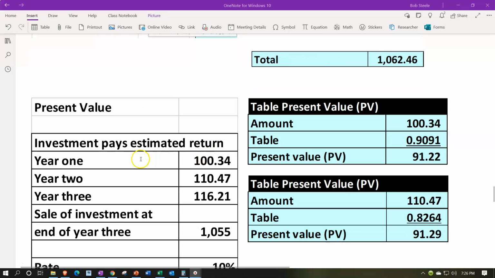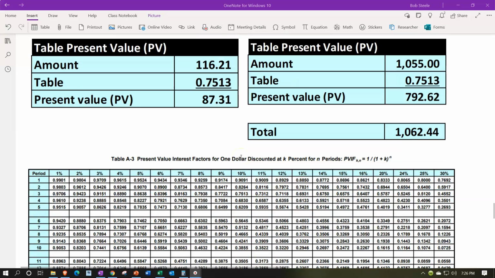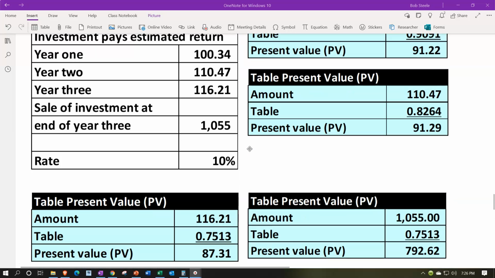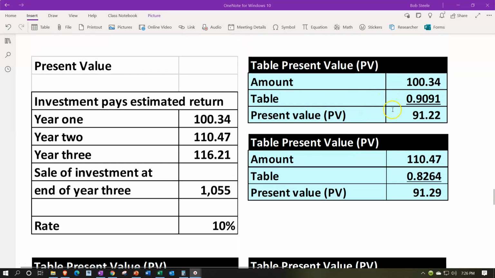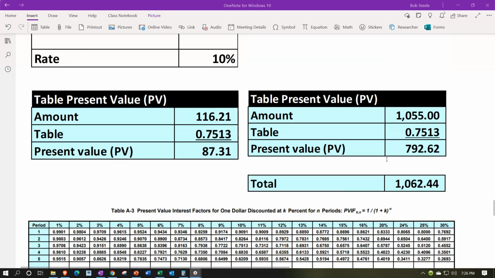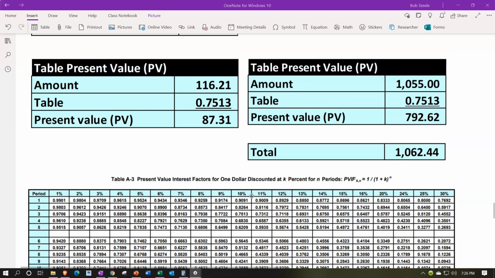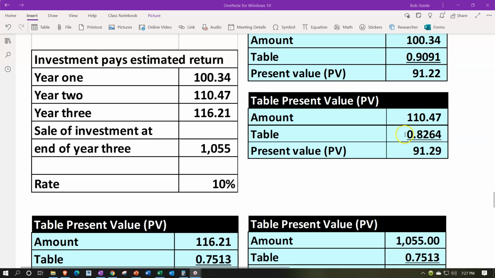So we're at the table time now. So we have the year 1, we had the 100.34, that's going to be at the 10% 1 year out. If we look at the tables then, 10% 1 year out is going to be the 0.9091. So there's the 0.9091, which gives us the 91.22. Then 2 years out, we have this 110.47, 10% 2 years out. So we got the 10 and 2, gives us the 0.8264. So the 110.47 times the 0.8264 gives us the 91.29.